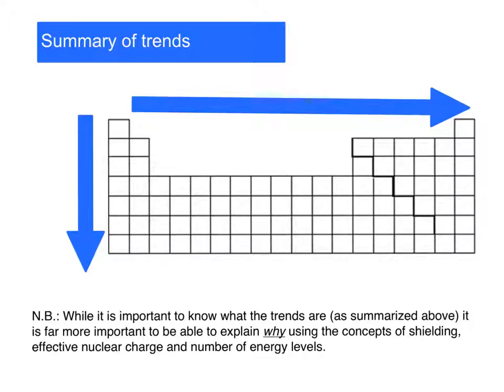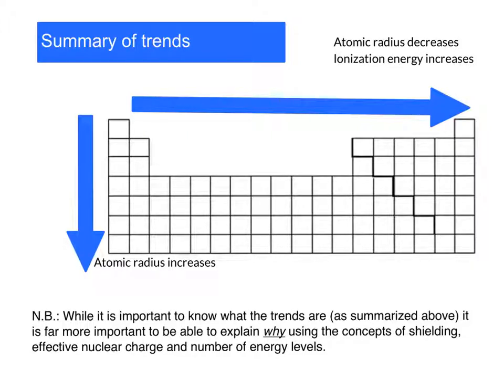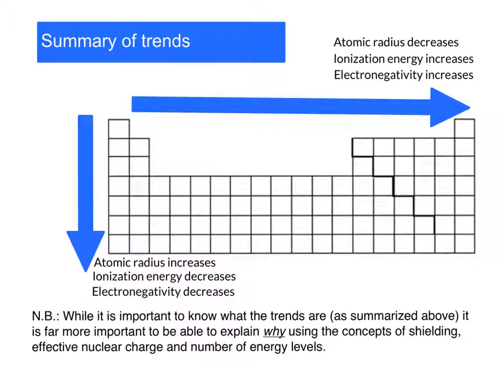First, atomic radius: as you move from left to right, the atoms get smaller, and as you move down the periodic table, they get bigger. Ionization energy: as you move from left to right on the periodic table, the ionization energy goes up. As you move down, the ionization energy is going to go down because it's going to get easier to remove electrons. And then finally, for electronegativity, as we move across the periodic table, they get more electronegative. And as we move down a column on the periodic table, they get less electronegative. So this summarizes the periodic trends.